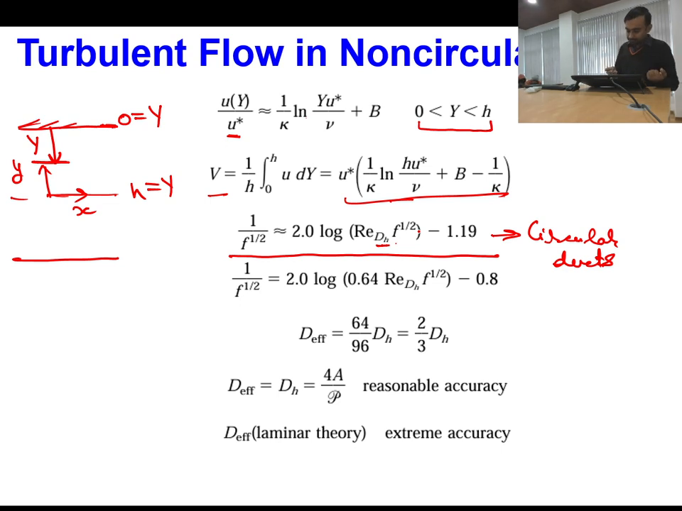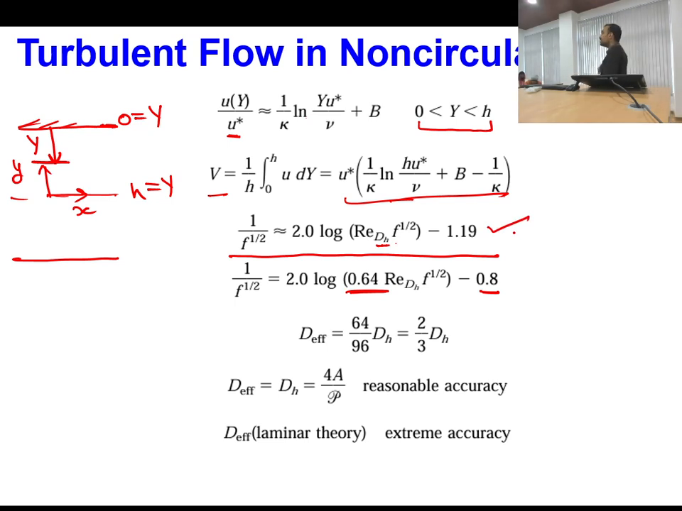Point is clear? But it was observed that if we slightly modify this equation by just changing this coefficient to 0.8 and inside the log term, multiplying by 0.64. Is this point clear? Though theoretically I am getting one equation which is almost identical to that of a circular duct, if I slightly modify this equation by multiplying here 0.64 and changing this coefficient to 0.8, then my experimental data is actually matching quite well. So I can simply say that this 0.64 is some coefficient which is acting as a correction to my hydraulic diameter. Fine, because in this Reynolds number, the hydraulic diameter is in the multiplication. So basically this 0.64 is acting as some sort of correction to hydraulic diameter, and it is fitting my data well.